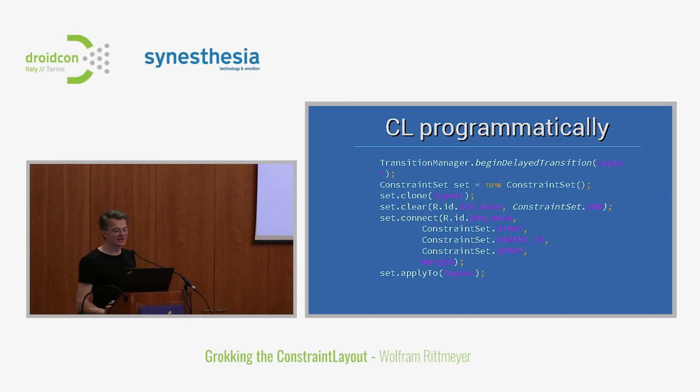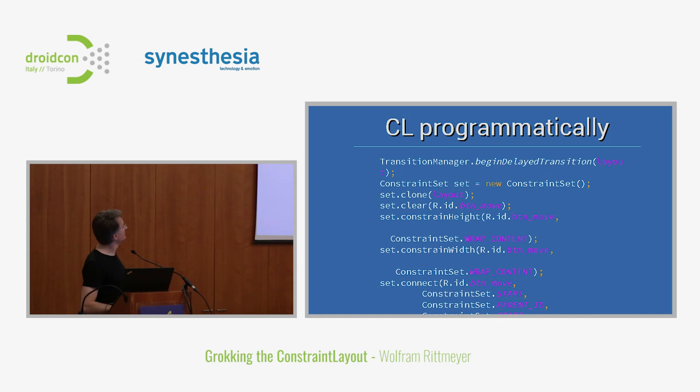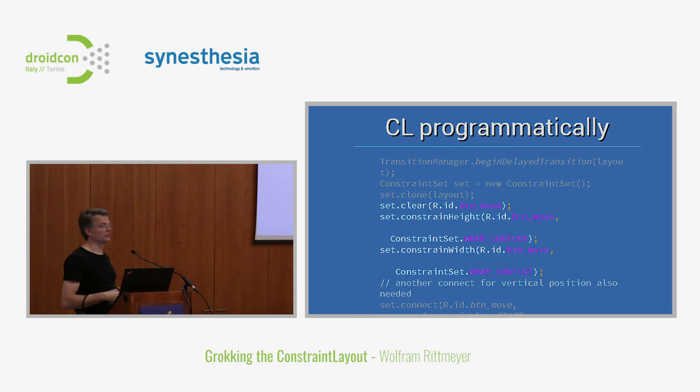This clear method is overloaded. You could just clear everything on the button move, so all the constraints on this button move. But I really recommend not to do that, because in this case, you have to do everything again on your own. So you have cleared it. Now you have suddenly to define the height and the width of the item again. And you have to define the connection for the horizontal appearance, but you have also cleared the connection for the vertical position of the view. So in most cases, you're much better off using clear for just a specific constraint of your view.